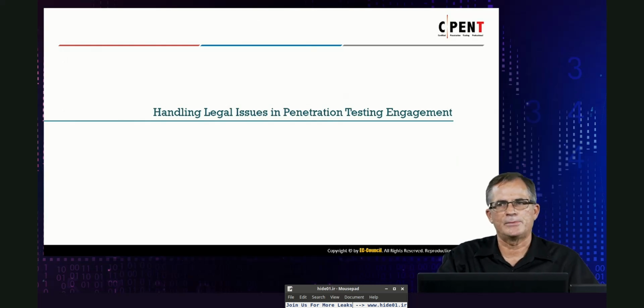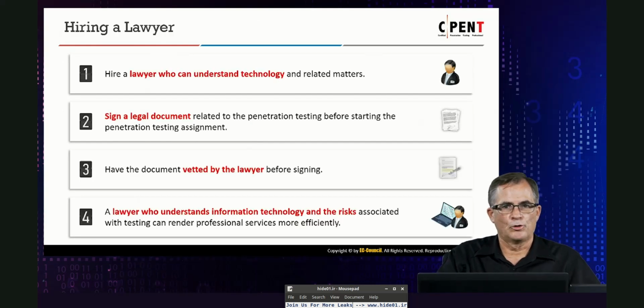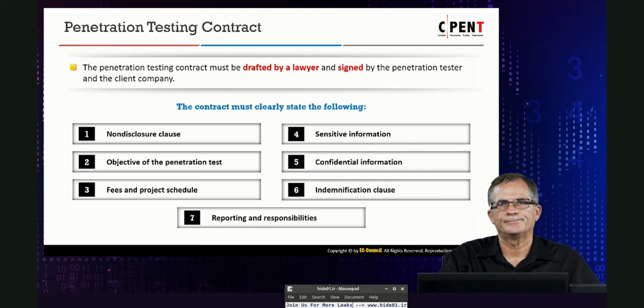As we said, there's times when something could come up and arise that you have to deal with from a legal standpoint. Well, get a lawyer that understands technology, sign a legal document related to the pen test, and make sure the document's vetted by the lawyer before you sign it. And make sure they understand information technology and the risks associated with testing. All of your organizations, your clients, or whoever you're testing, has to understand that your testing could crash something, right? And that's important as well.